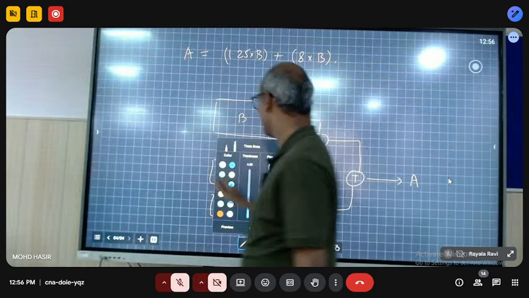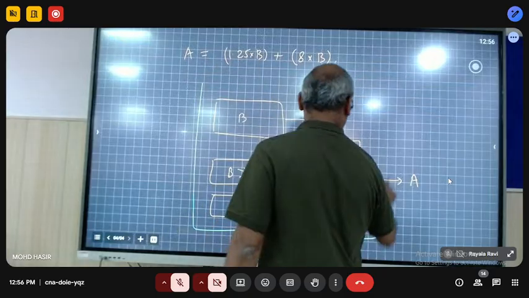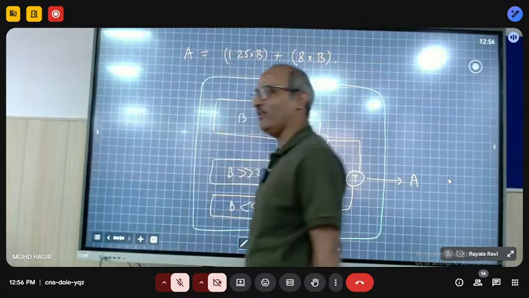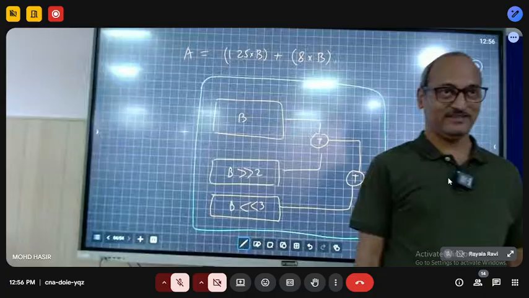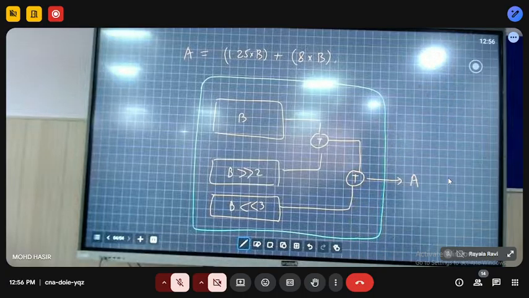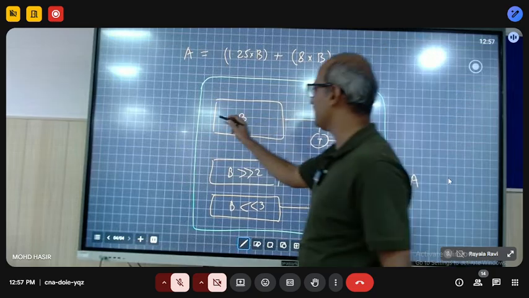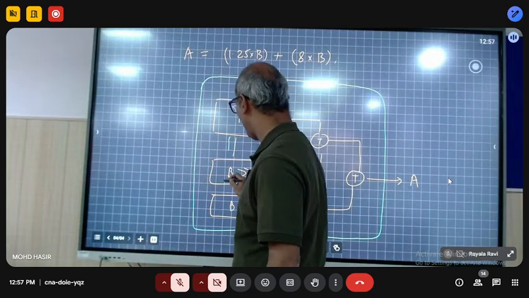Floating point. Fixed point. I don't know. You have to tell. That is your choice, right? Shifting will help. Instead of writing a multiplier unnecessarily, what can you do?